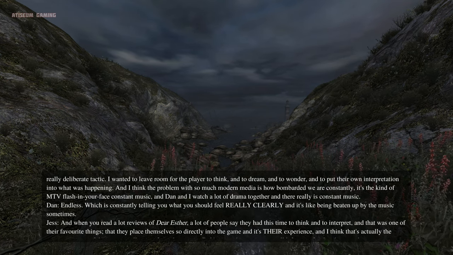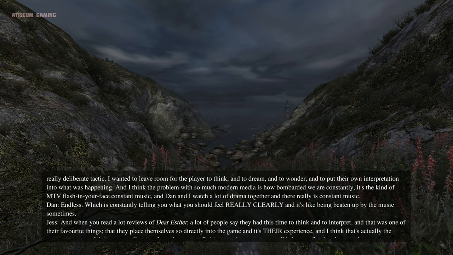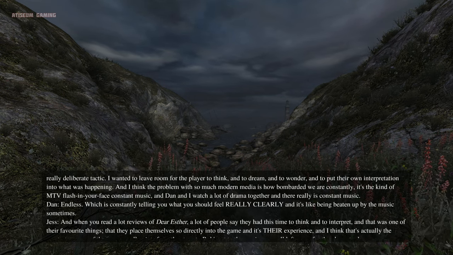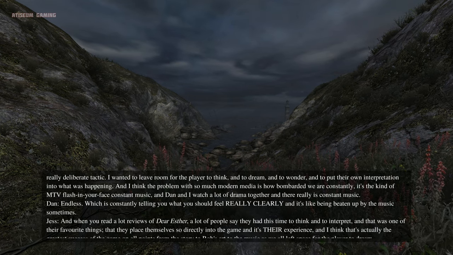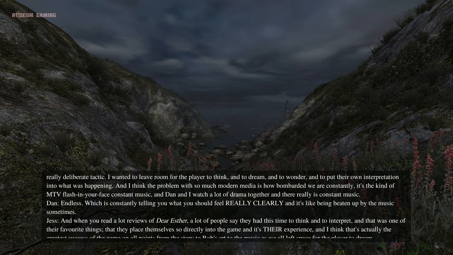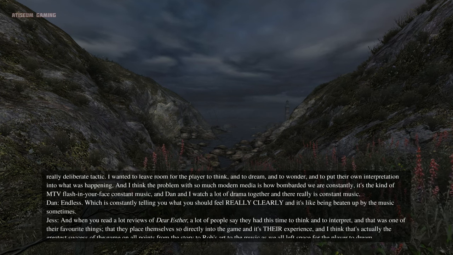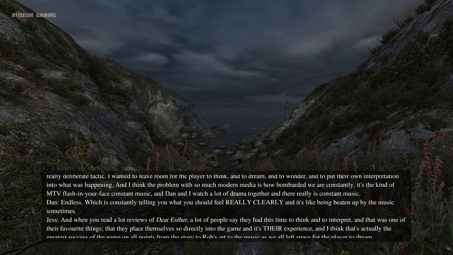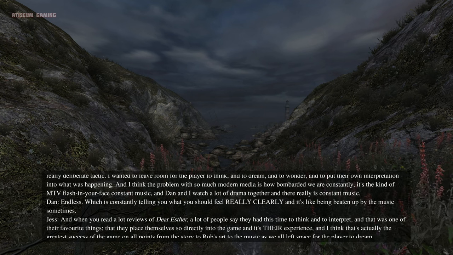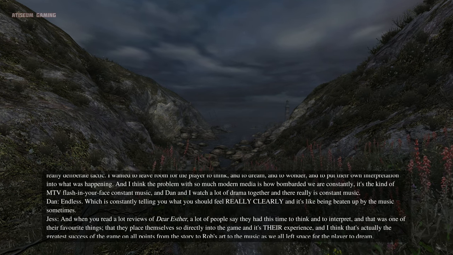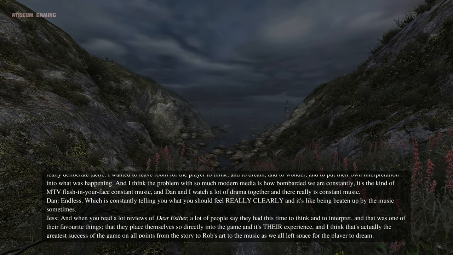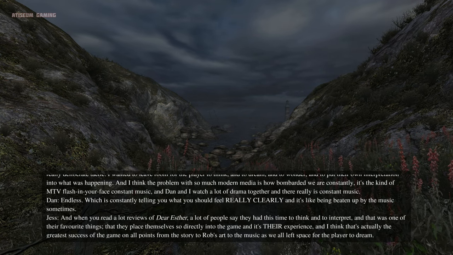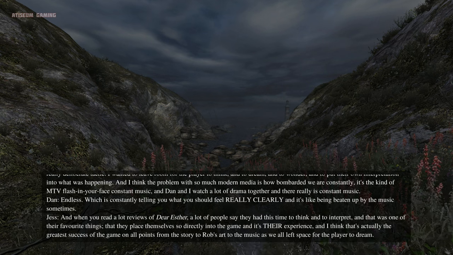And when you read a lot of reviews of Dear Esther, a lot of people say they had this time to think and to interpret, and that was one of their favourite things, that they place themselves so directly into the game, and it's their experience. And I think that's actually the greatest success of the game on all points, from the story to Rob's art to the music: we all left space for the player to dream.